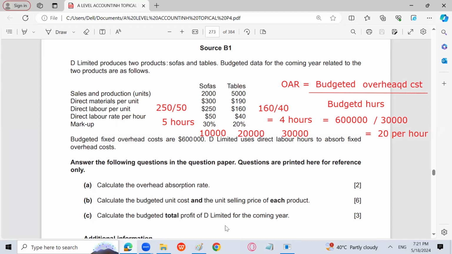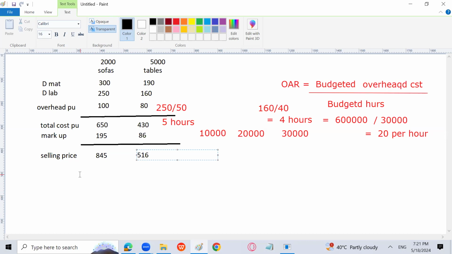Now calculate the budgeted total profit for the coming year. So he's also asking for the total profit, right? Selling price we have already got, right? And this is the profit per unit. So we can multiply it with the units. So we can find the total profit like that also.